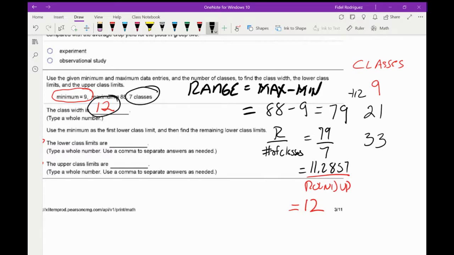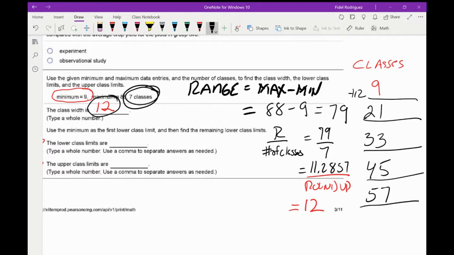Add another 12, that's going to give me 45. If I add another 12, that's going to give me 57. Remember, because we're going to have 7 classes, I got to make sure that I have 1, 2, 3, 4, 5. If I add another 12, that's going to give me 69. And if I add another 12, that should give me 81. Yeah, 81. So here are my lower classes, those are my lower class limits.